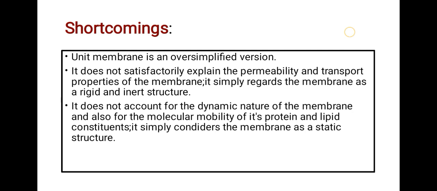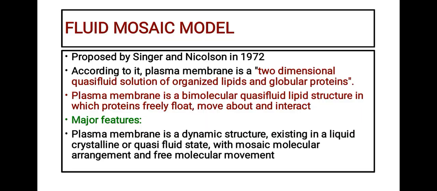Next is the fluid mosaic model, proposed by Singer and Nicholson in 1972. According to it, the plasma membrane is a two-dimensional quasi-fluid solution of organized lipids and globular proteins. The plasma membrane is a bimolecular quasi-fluid lipid structure in which proteins freely float, move about and interact. Major features: the plasma membrane is a dynamic lipid structure existing in a liquid crystalline or quasi-fluid state with mosaic molecular arrangement and free molecular movement.